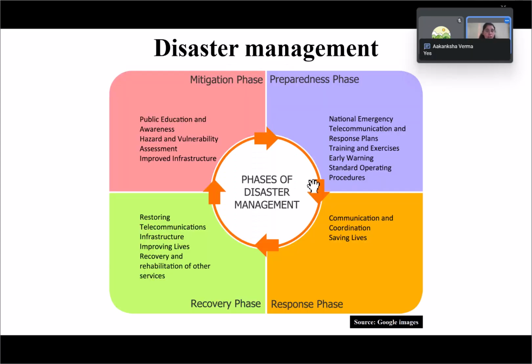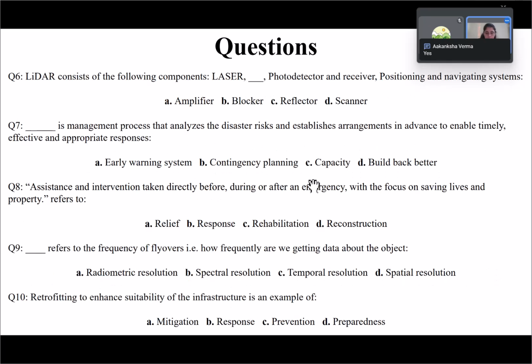Okay. So I will just go over this last question because that's where mitigation came in. You see, retrofitting to enhance the suitability of the infrastructure means you are improving the quality of your infrastructure so that you can withstand the disaster better. So you are actively putting effort into reducing the risk of disaster. That's mitigation.